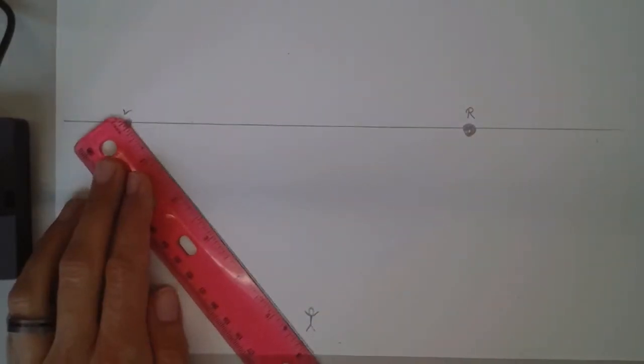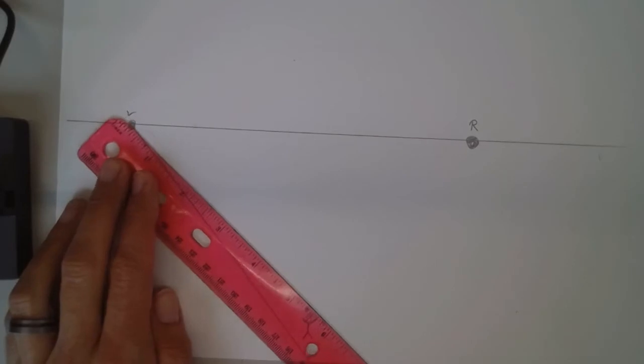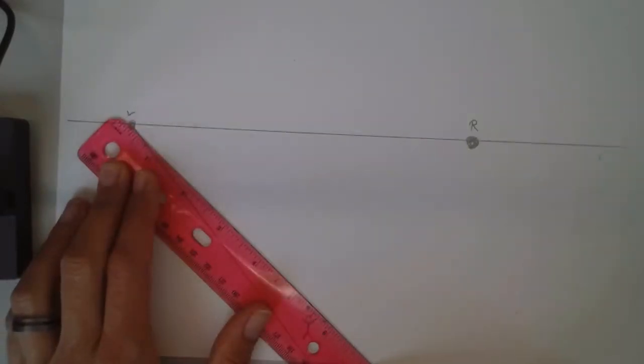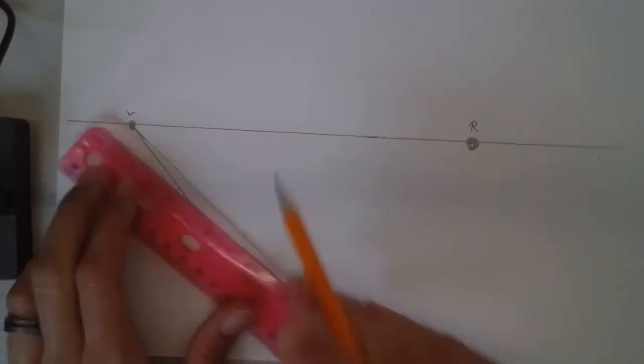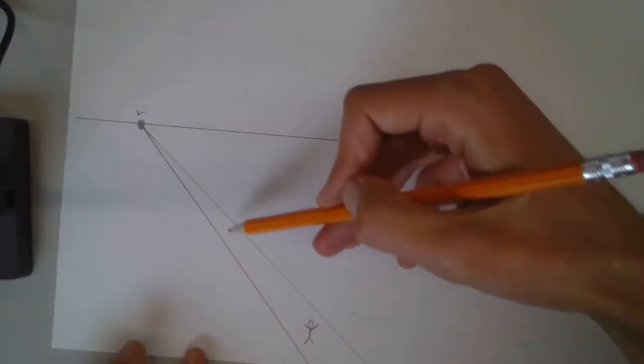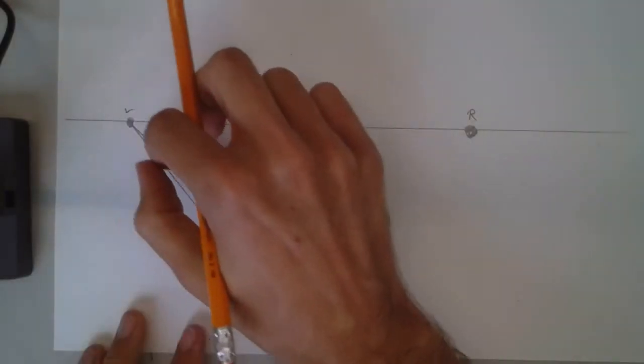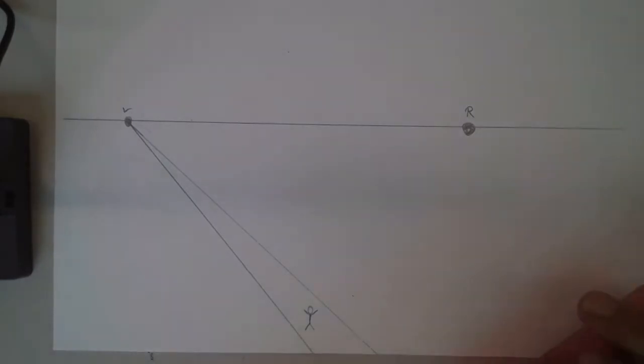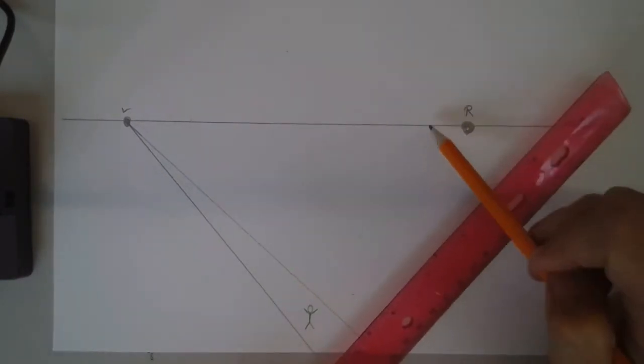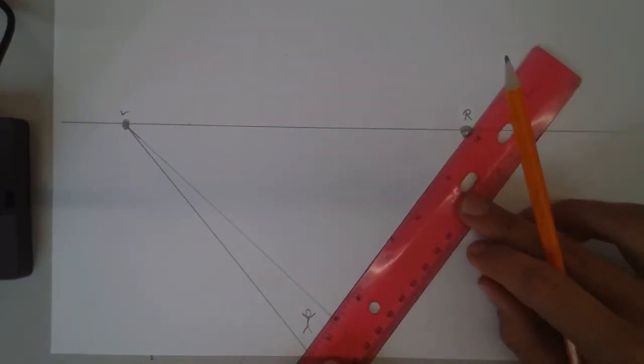And then we're going to rotate that ruler over just a little bit above him to the vanishing point. So see how it looks like a spotlight's on him now? It's this very skinny triangle. We're going to do the same thing now, but we're going to go over to our right vanishing point.